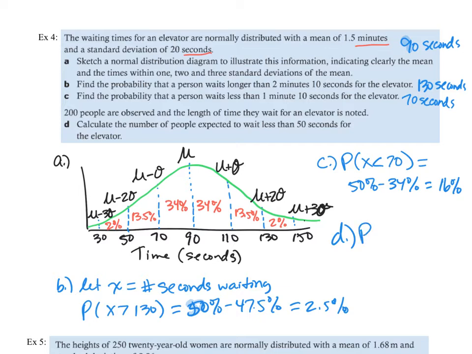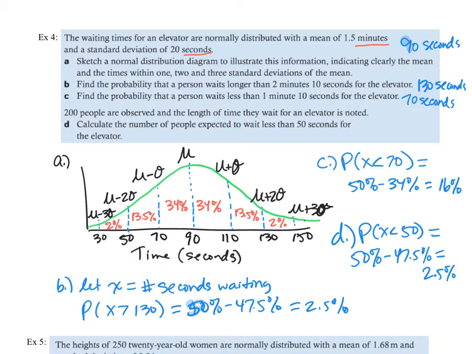We'll say the probability of X being less than 50. If you take a look at the graph, less than 50 is this much of the graph. So if we take the left half, 50%, and subtract all of this, which is a total of 47.5%, so 50% minus 47.5%, that's going to leave us with 2.5%. That's the probability of a person waiting less than 50 seconds for the elevator.